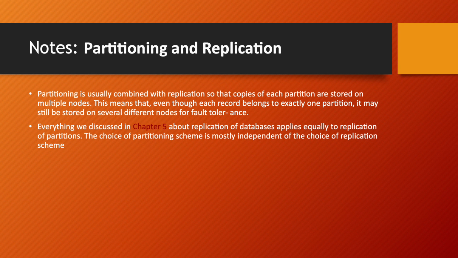So let's look at partitioning and replication. Partitioning is usually combined with replication so that the copies of each partition are stored on multiple nodes. This means that even though each record belongs to exactly one partition, it may be stored on several different nodes for fault tolerance. Everything we discussed in chapter 5 about replication of databases applies equally to replication of partitions. The choice of partitioning scheme is mostly independent of the choice of replication scheme.